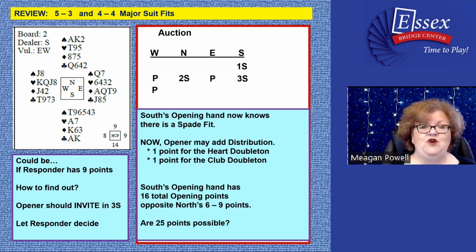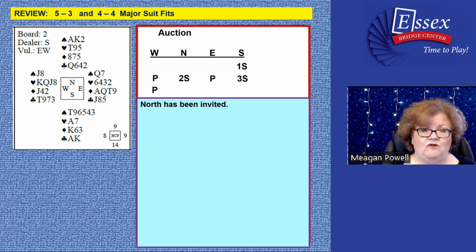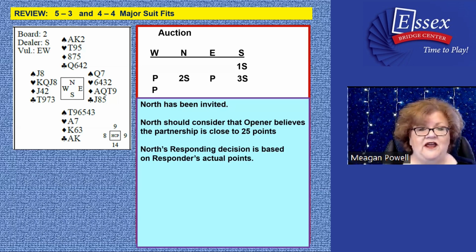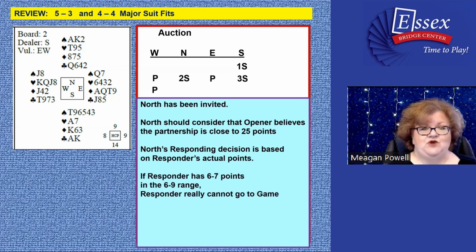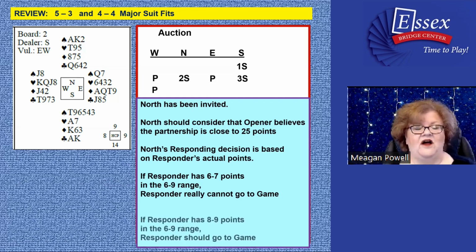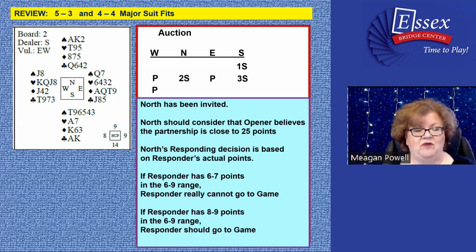And now we're putting this back in North's responding hand. North, your responding hand has been invited to game. It means that opener thinks that we're pretty close to 25. What she needs is a decision from your responding hand based on where you are in the 6 to 9. So the rule of thumb is this. If you have 6 or 7 responding points in the 6 to 9, well, we're not going to get to 25. You should pass, responder. But if you're 8 or 9, you should go to game because opener has 16, 17, 18 points.